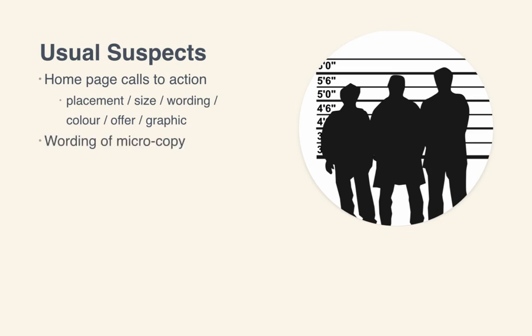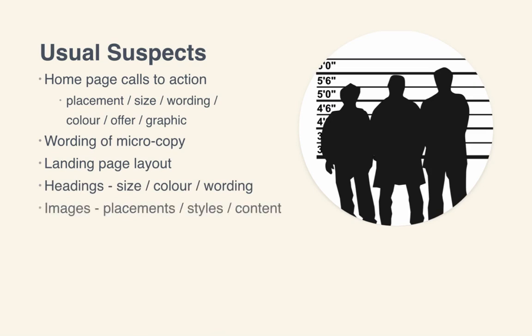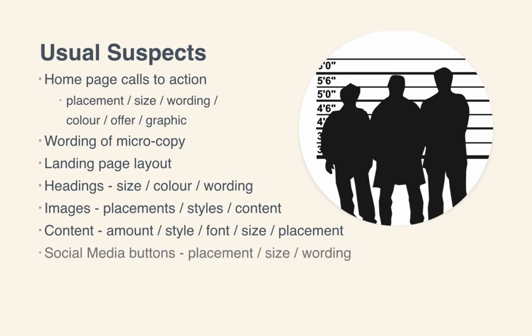They may look at the wording of microcopy. They may look at how landing pages are laid out, how headings are worded and how big they are and the color, and are they making an impact, and are people following general links. And people may experiment with images, placement, styles of those images and the content. And content itself, the actual page content, how much, what's a good style. You could look at the font sizes, the font faces and the placement of those fonts.